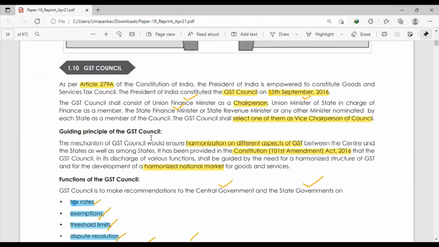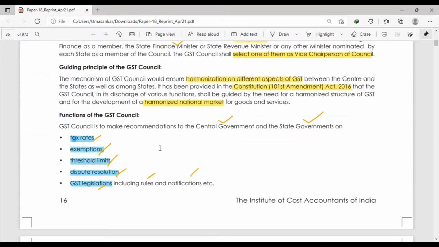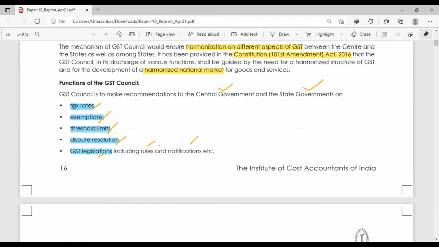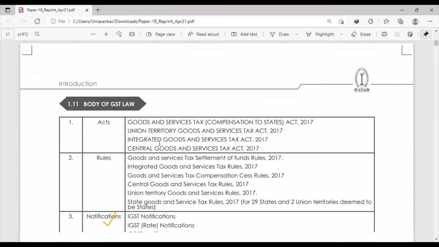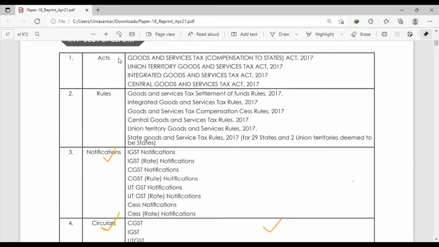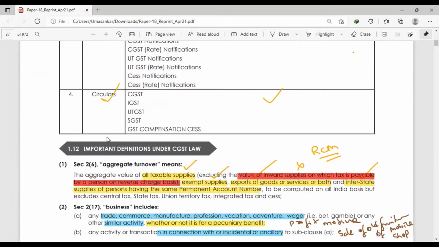Then Article 279A, the GST Council: who are the members, who is the chairperson, who is the vice chairperson, and the guiding principle, what are the functions of the GST Council, tax rate, exemptions, threshold limits. All these things I have already completed yesterday. And what do you mean by act and how many acts are there, what are rules, how many rules are there, notifications, circulars.